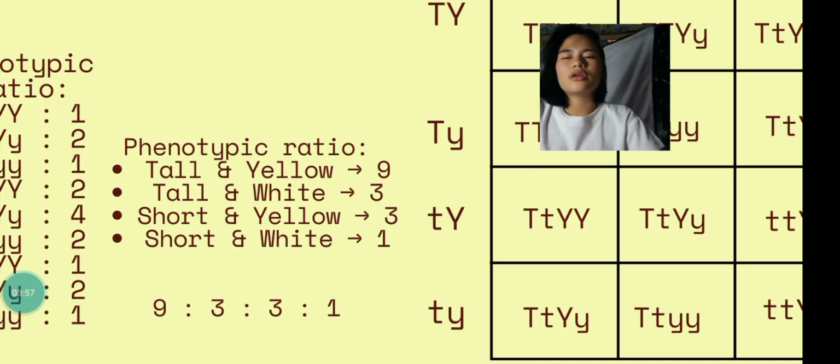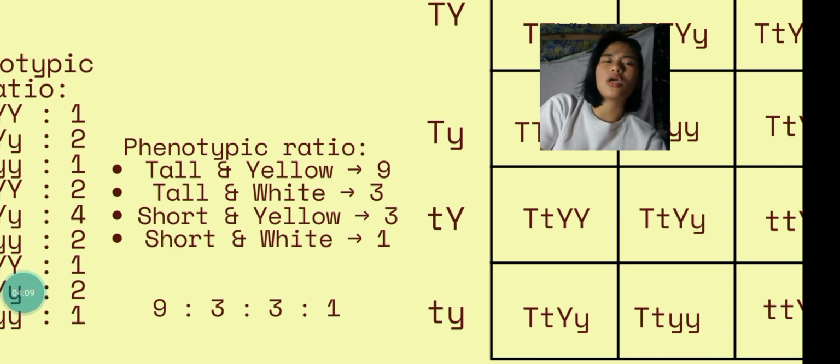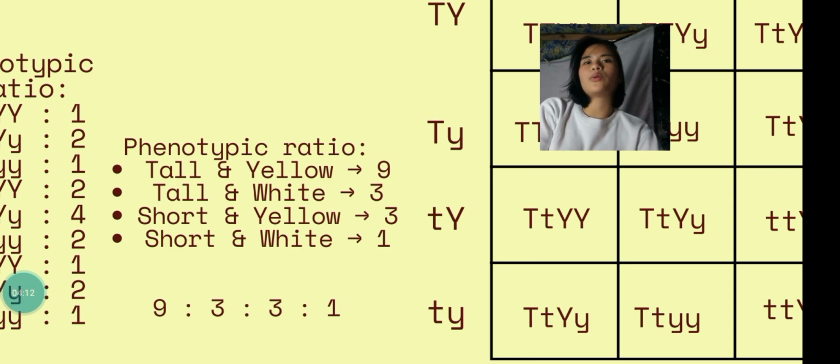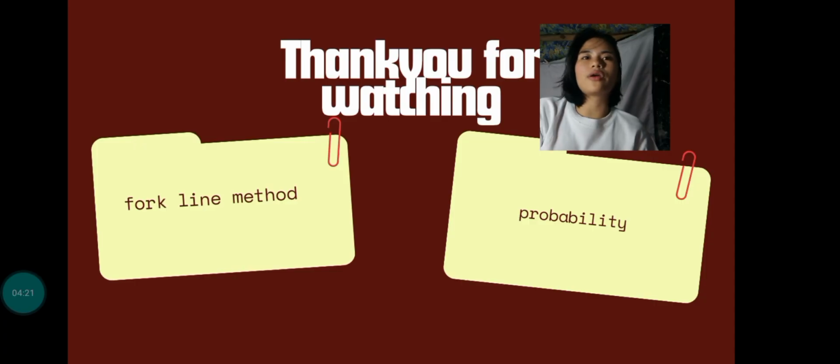To summarize, a Punnett square is a powerful tool used to help us visualize how alleles are inherited. A monohybrid cross focuses on one trait and usually follows a 3:1 ratio, while a dihybrid cross involves two or more traits and follows a 9:3:3:1 ratio. I hope this video will help you to understand the Punnett square better.